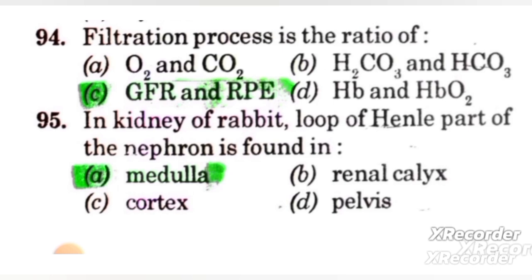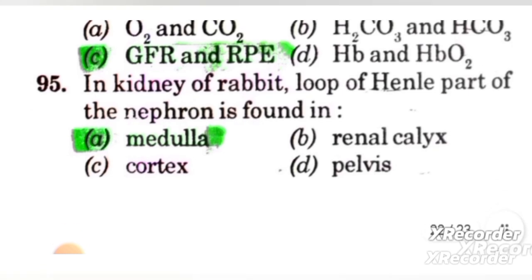Next 95. In kidney of rabbit, loop of Henle, part of the nephron is found in answer A, Medulla. In 94, answer C, GFR and RPF. Know the abbreviation and comment on it.